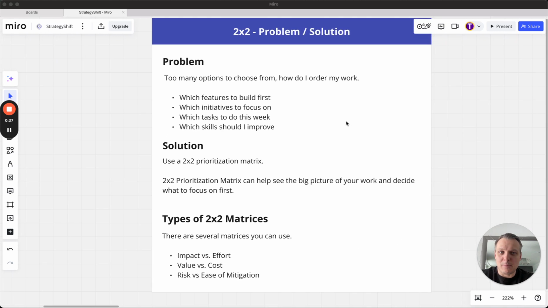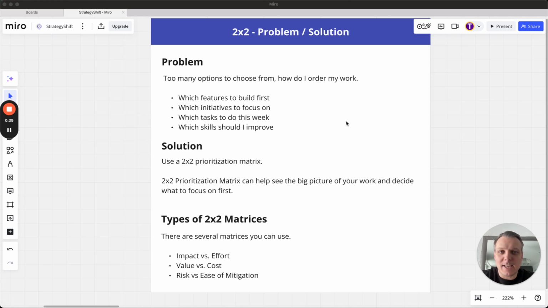Let's talk about the problem. A lot of the times when we're planning our week, trying to figure out what to do, we always run into the issue: what do we want to do first? Which features to build first if you're building a product, or which initiatives to focus on, even on a personal level when you're planning your career, which skills should I improve, for example.